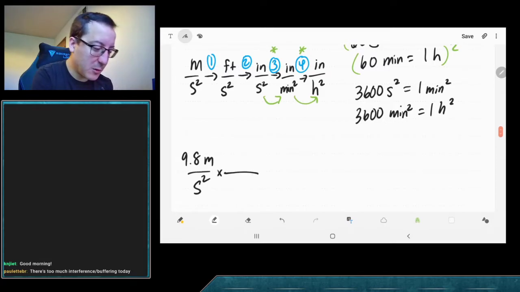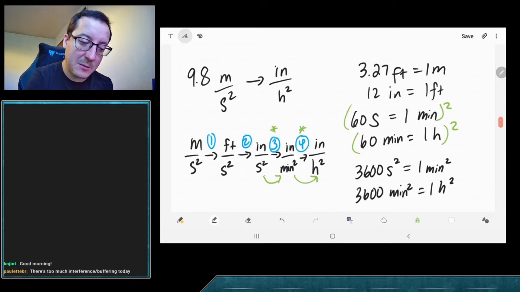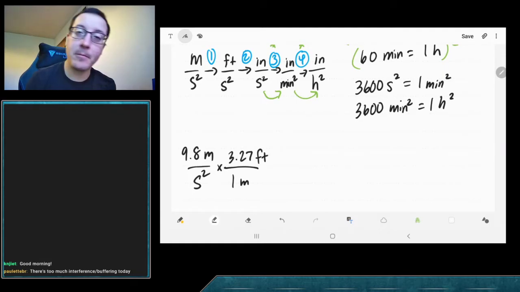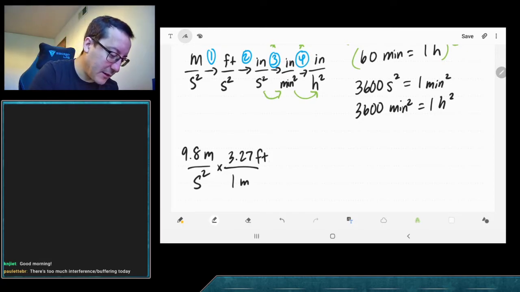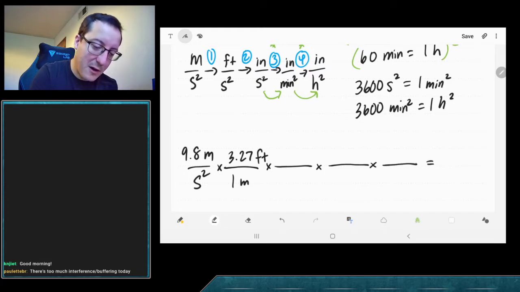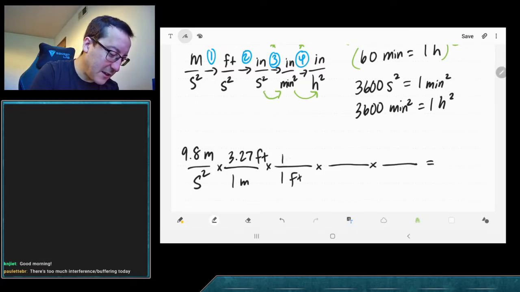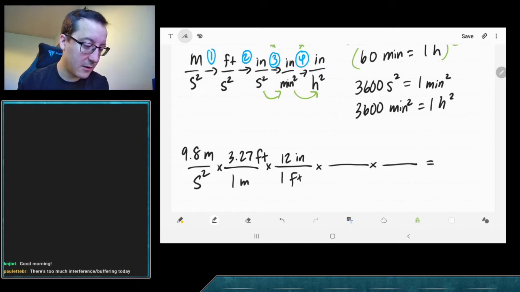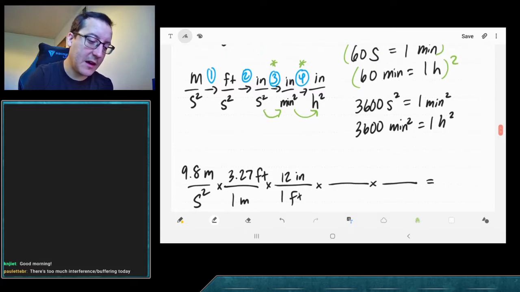Our first conversion, we're going from meters to feet, so we'll use the meters to feet conversion, this one up here. Looks like we are given meters, so let's put that on the bottom to cancel it out. So we'll have 3.27 feet on top. Since we know we have four conversions to do, we can go ahead and put that. Next, we see that we have feet to inches. So far so good. We have that conversion factor. And now we're going to start using these two down here.